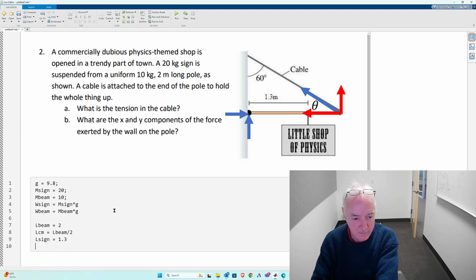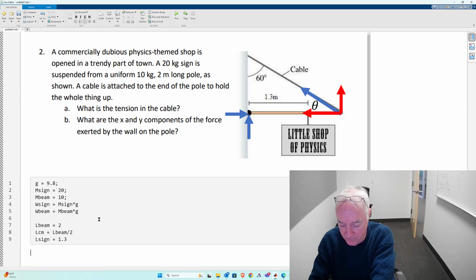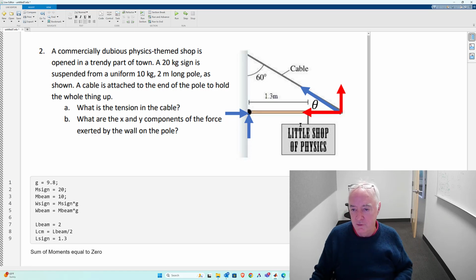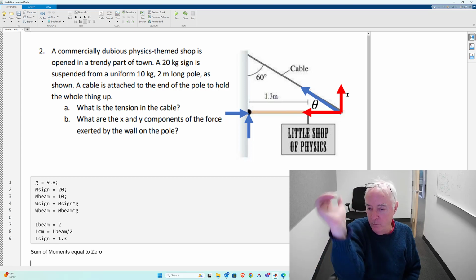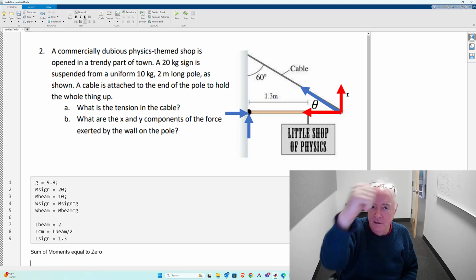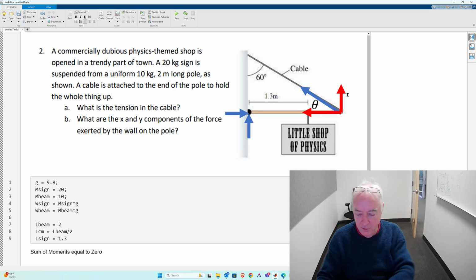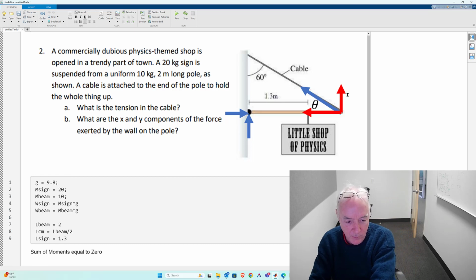All right, so let's get into formulation. From sum of moments equal to 0, we're going to get essentially the moment associated with the sign, with the beam, and with the tension. Tension is the only one that would drive rotation in the counterclockwise direction, which by our convention will be the positive one. And so maybe I'll start with that one.